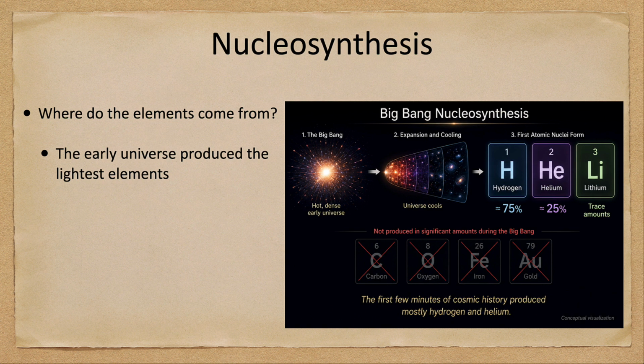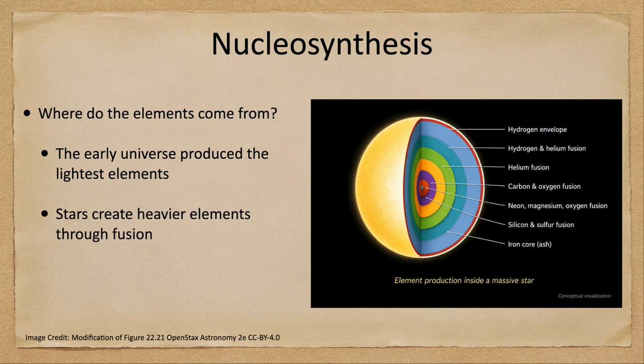Inside stars, gravity creates enormous pressure and temperature in their cores. Under these conditions, atomic nuclei can fuse together. Hydrogen nuclei combine to form helium. In more massive stars, helium can fuse into carbon, oxygen, and other heavier elements. Over time, stars act as factories that transform simple elements into increasingly complex ones.